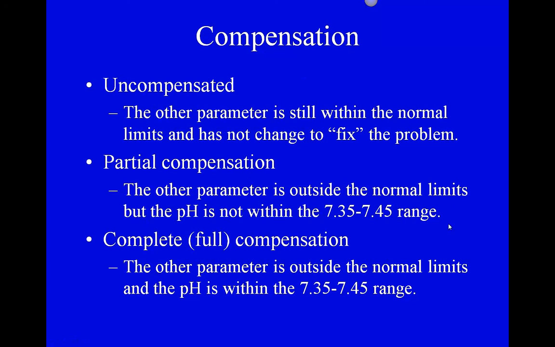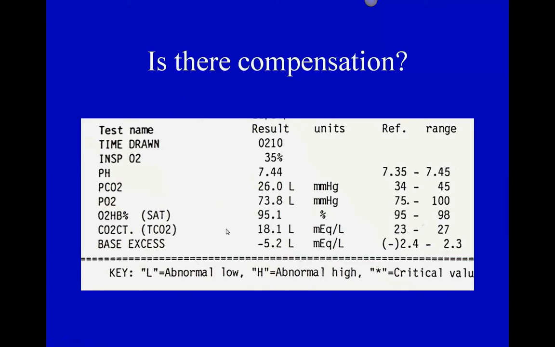When the other parameter is outside of its normal limits, but it hasn't been able to bring the pH back within the normal 7.35 to 7.45 range, we're going to call that partially compensated. And when the other parameter is outside the normal limits and the pH is within the 7.35 to 7.45 range, we're going to call it fully compensated. So is there compensation here? I would say pH was alkaline, CO2 is alkaline. So bicarbonate is acid. So I name the disorder.